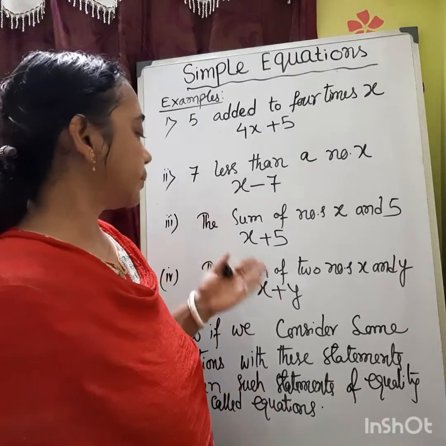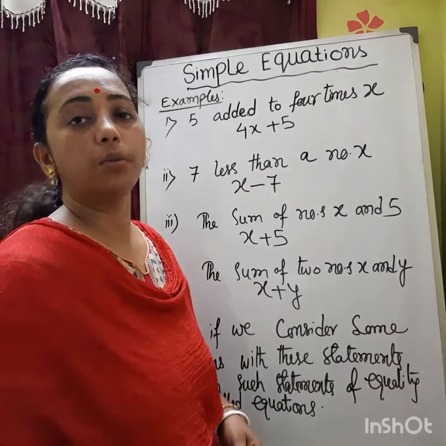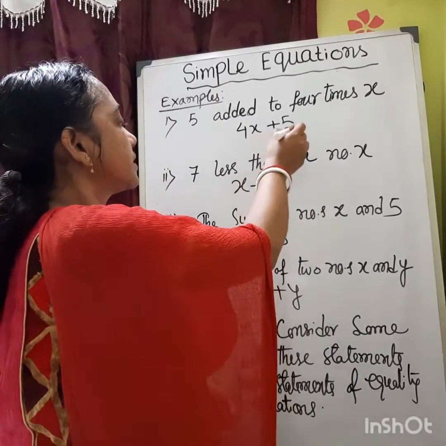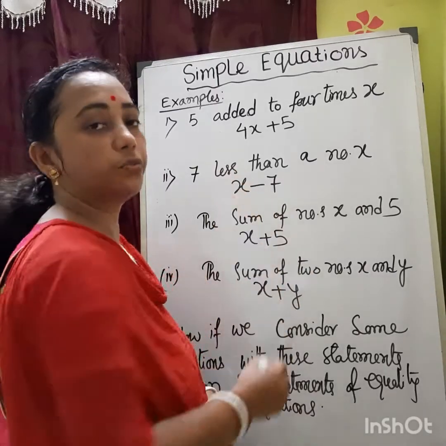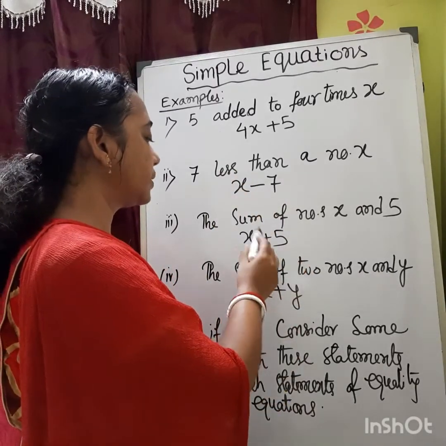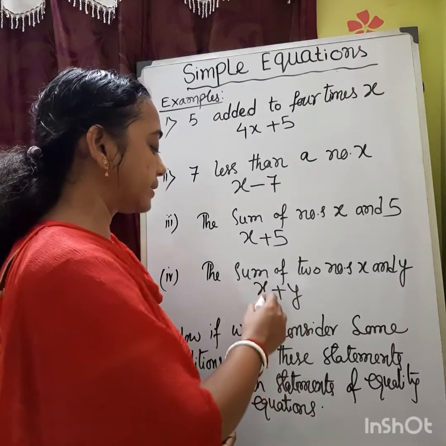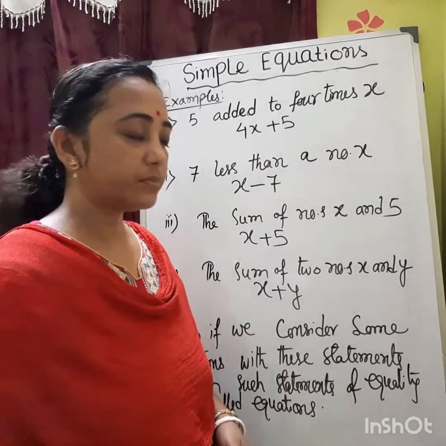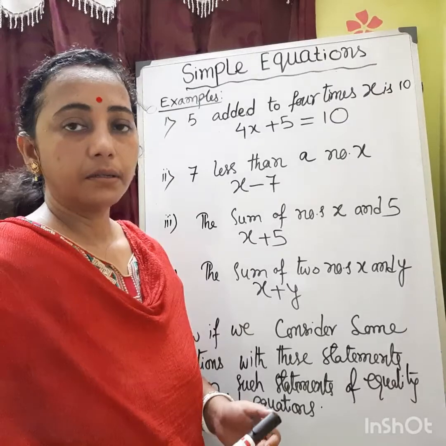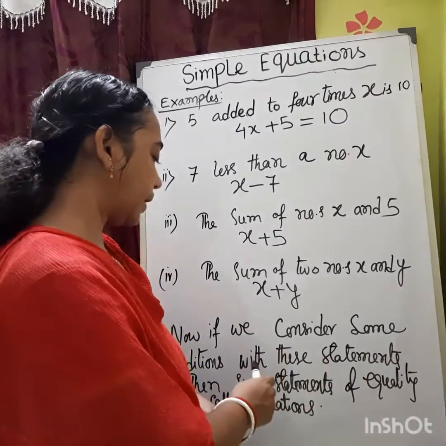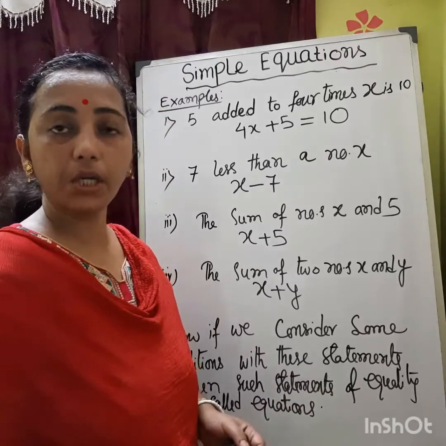So in the above statements, we can see that each of the statements contains one or more variables. For example, in the first example, there is only one variable. In the second example, there is only one variable. In the third example, there is also one variable. In the fourth example, there are two variables, that is x and y. So that means an expression contains one or more variables. Now, if we consider some conditions with the statements, then such statements of equality are called equations.